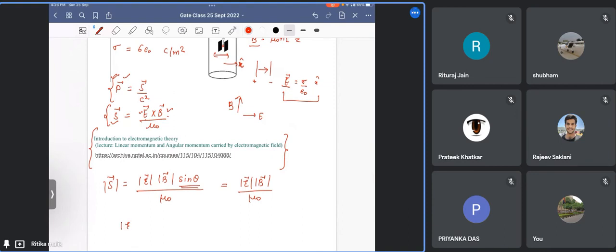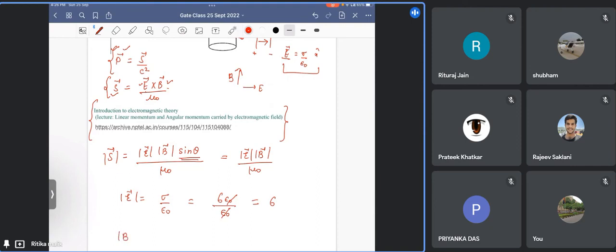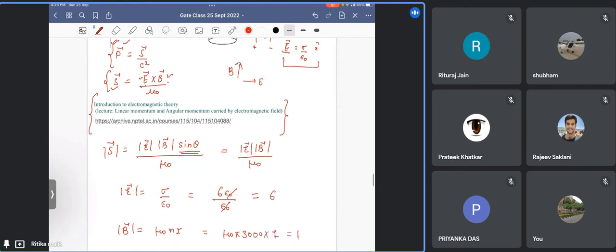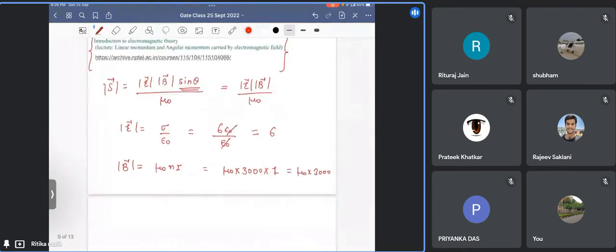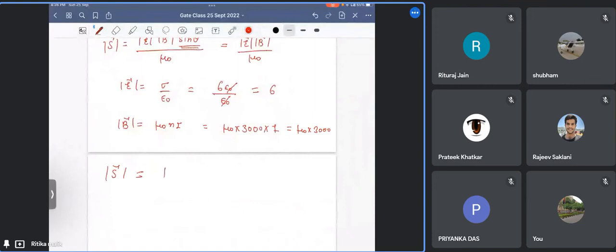So mod E is sigma upon epsilon naught. Sigma is the charge density, which is given to us as 6 epsilon naught. Epsilon naught will cancel out, and we are left with 6. The magnitude of the magnetic field is mu naught n I, where n is the number of turns per unit length, which is given to us as 3000, and I is 1 ampere. So we are left with mu naught into 3000. And S vector becomes mu naught into 3000 into 6 by mu naught.